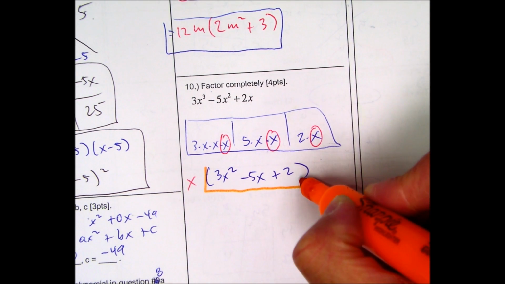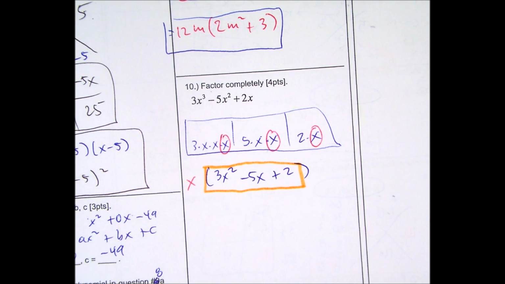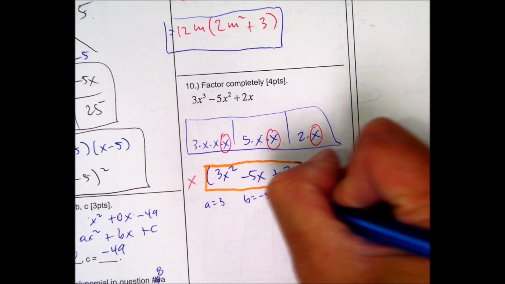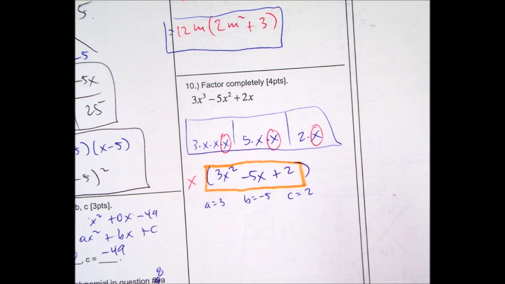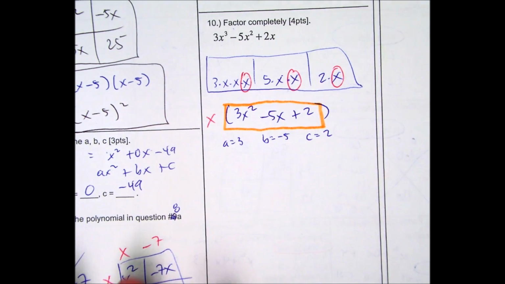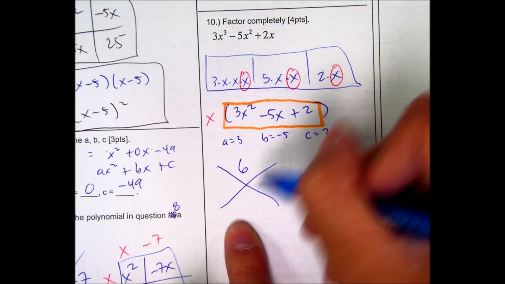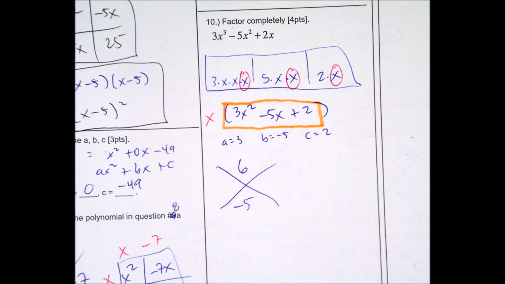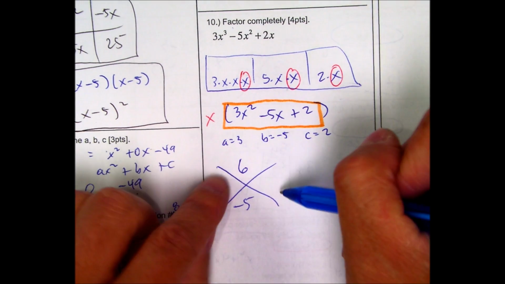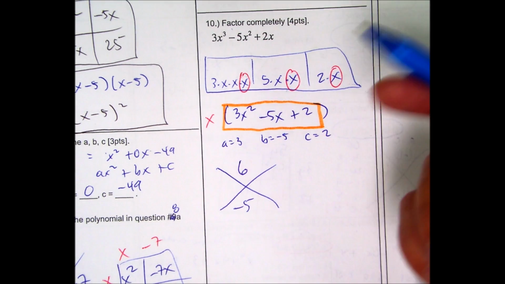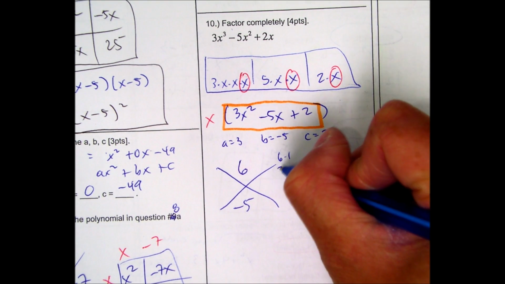To find your A, B, and C, you're going to look inside the parentheses there. A value is 3, B value is -5, and C value is 2. Put it into your x. A times C is 6. B value is -5. I need to think of two numbers that multiply to be a positive 6, but also add to be -5. There's 6 and 1, and there's 3 and 2.